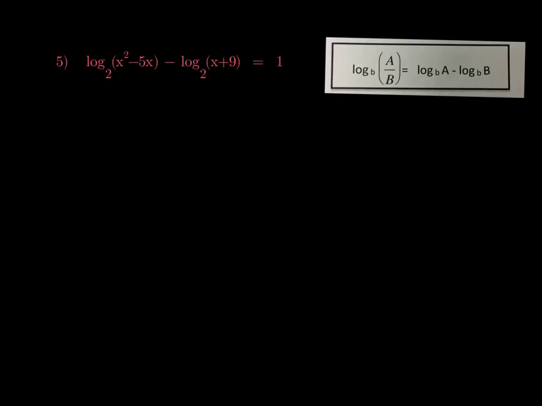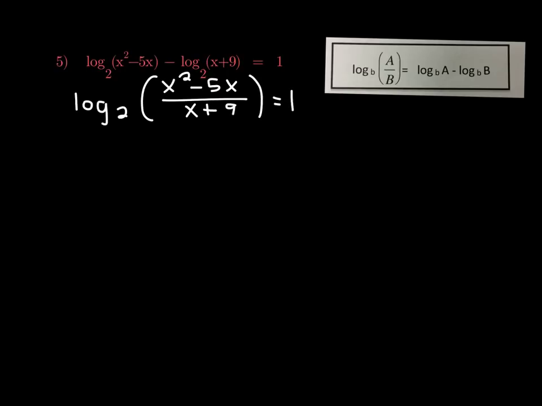Okay, so let's do that here. So if we want to make this into one single log term, we're just going to write log base 2 of what's to the left of the subtraction bar, and put that over what's to the right of the subtraction bar. Okay, so let's rewrite this as log base 2 of, so we said the x squared minus 5x goes in the numerator, and then the x plus 9 goes in the denominator. And we can bring down the equals 1.